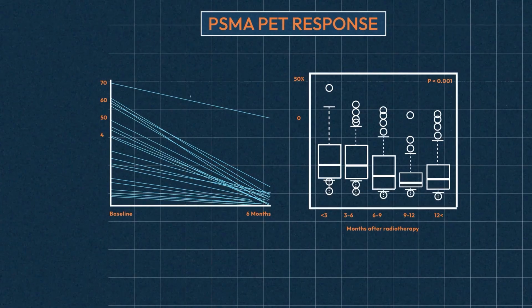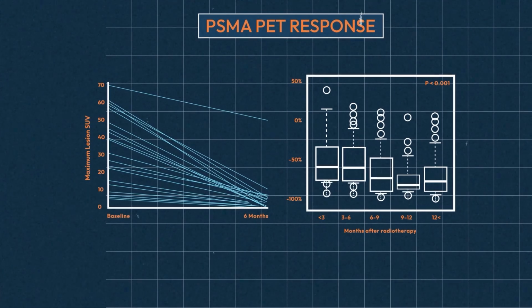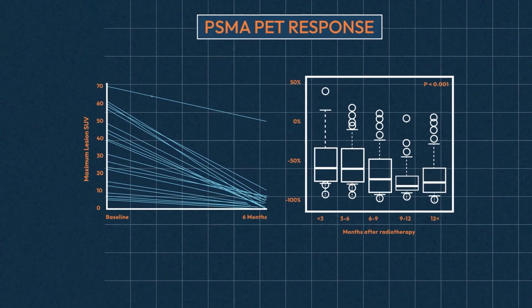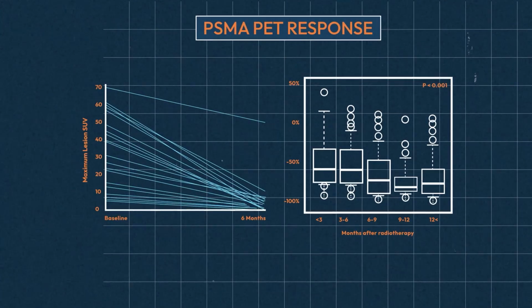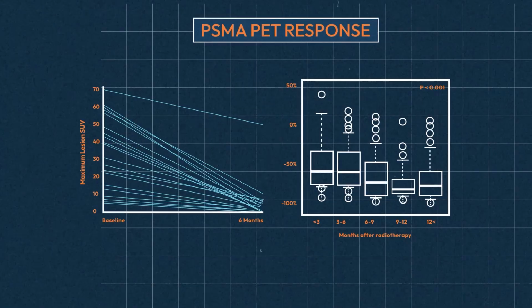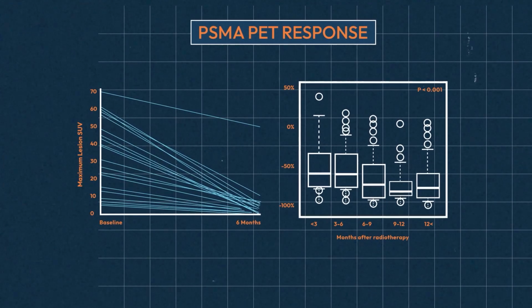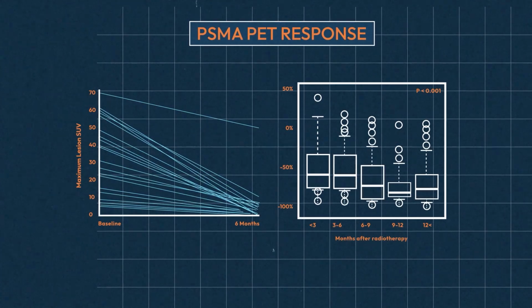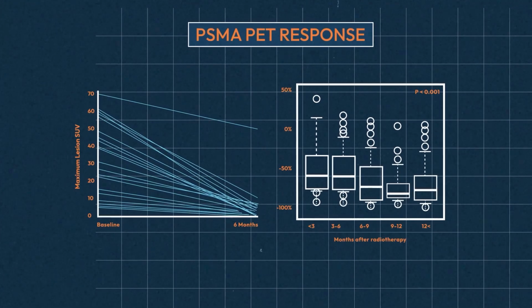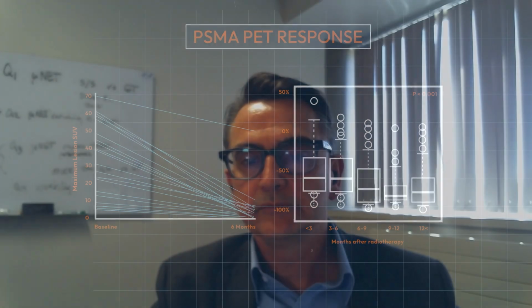So in this study, we looked at PET response after this type of focal boosting, and we saw that SUVs within the treated lesions went down over 6 months, and this corresponds with other studies which have looked at patterns of PSMA PET response after targeted radiotherapy, and shows that SUV decreases of 50 to 100% are seen in the months after radiotherapy, with a nadir in the PET uptake by about 6 to 9 months.